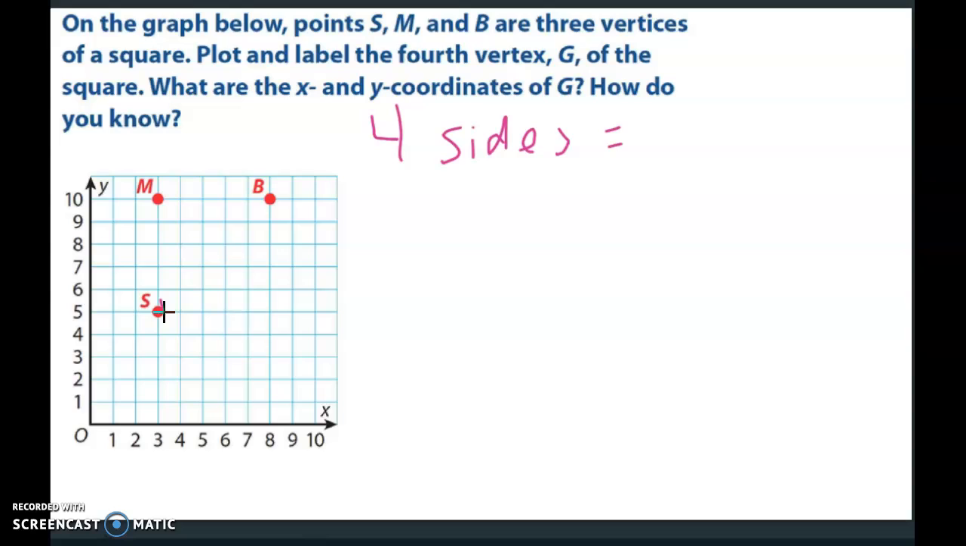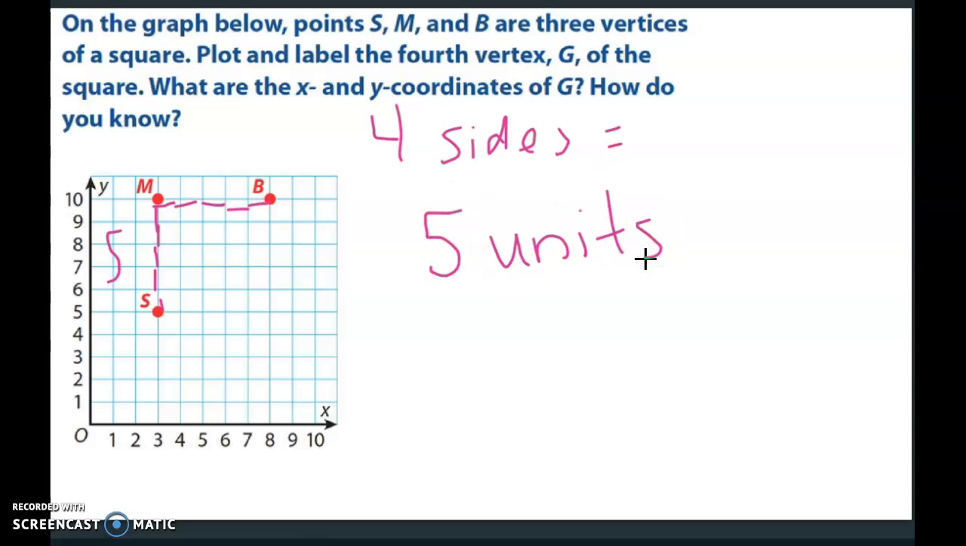So 1, 2, 3, 4, 5. So how long is that side? 5 units, right? Let's just double check and make sure from M to B it's also 5. 1, 2, 3, 4, 5. Okay, good. So we know the sides of the square in this are worth 5 units.